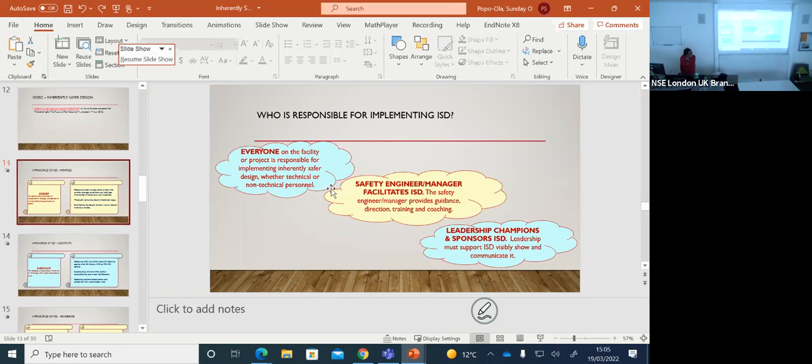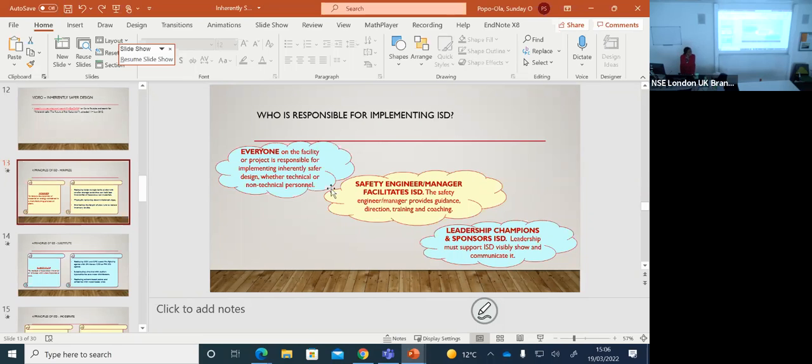No. So everybody is responsible. Everybody is responsible for implementing inherently safer design, whether you're technical or non-technical. I say non-technical because if you tell the finance director you need money or budget to keep something safe, if he doesn't understand inherently safer design, he probably won't give you the budget to do what you want to do, or the budget manager wants. So both technical and non-technical procurement people need to be aware. They need to check their vendors, make sure the vendors have manufactured the equipment properly before they order them.